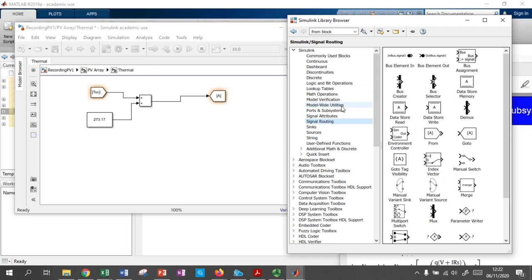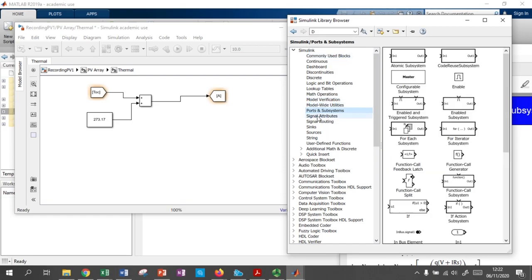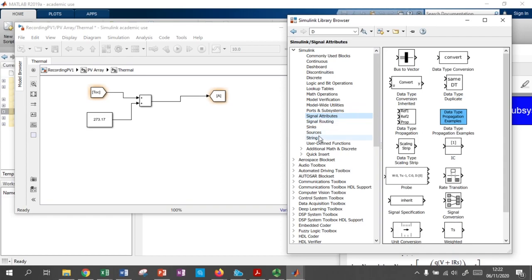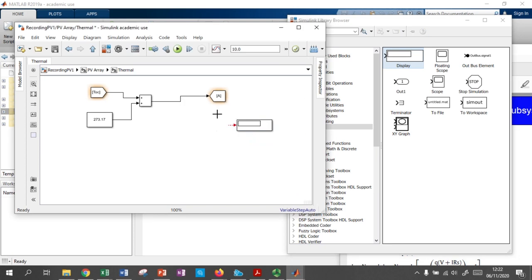Don't worry about anything. Then the next one is that I need some display in order to measure, in order to show me what is available. For example, here there is some display that you can find in the display area. In the sink, you can find that there is a display. Or if I don't know, it's very simple, right here, I type display. Again, it will find it for me. Then I will click this one and connect it here.